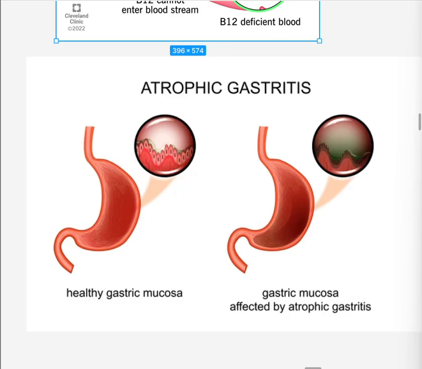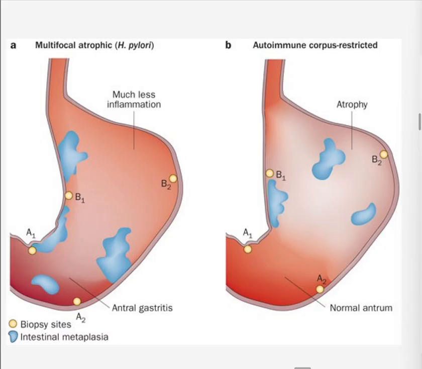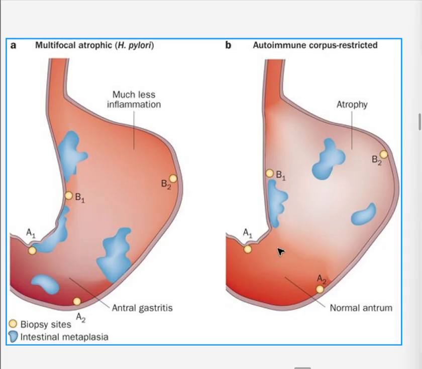We have a type A autoimmune gastritis. We have a type B gastritis, which is usually due to H. pylori infection. Now we have two types of chronic gastritis. There's a type A autoimmune mediated chronic gastritis, which is autoimmune destruction of the parietal cells. So the parietal cells are basically destroyed through autoimmune processes, and this is mainly located in the body and the fundus of the stomach.